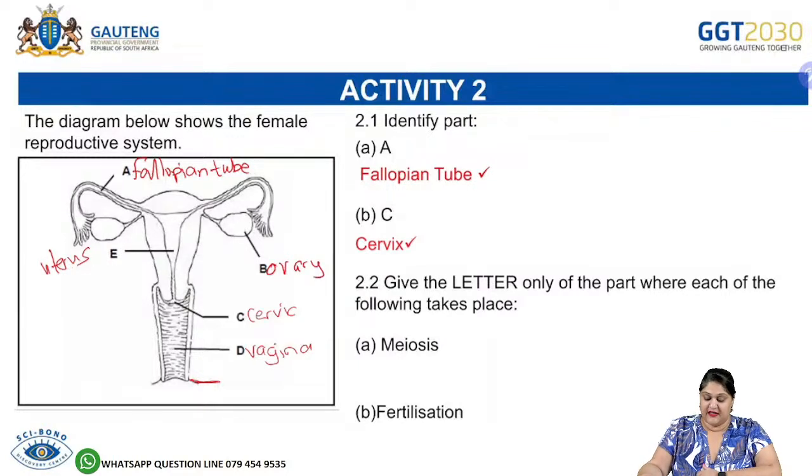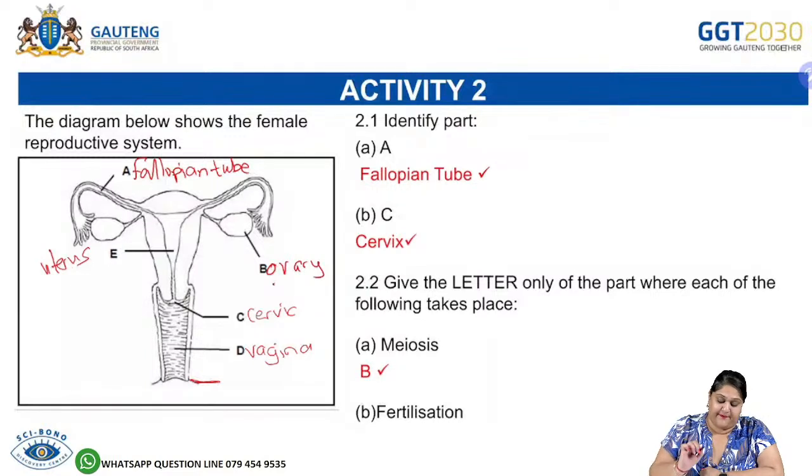Give the letter only of the part where each of the following takes place. Where does meiosis take place and where does fertilization take place? Remember we said in males it takes place in the testes, and in females it is the ovary. So the ovary is B.